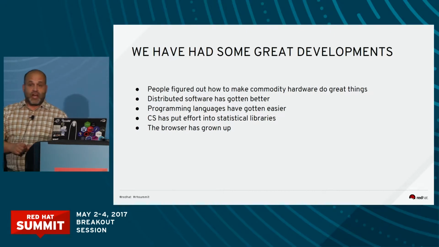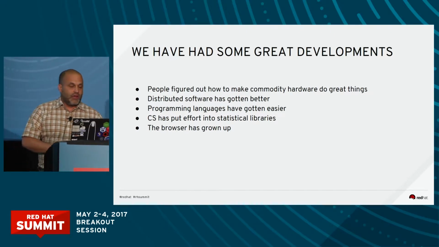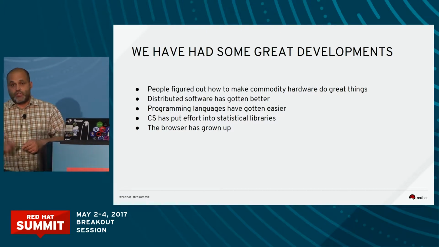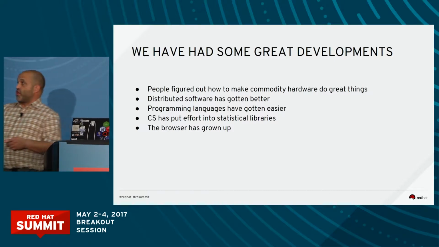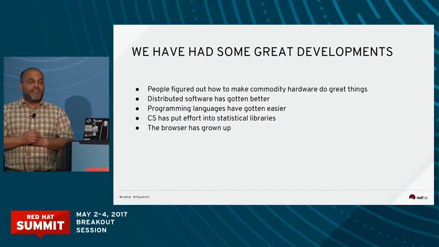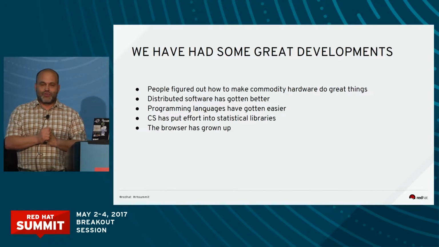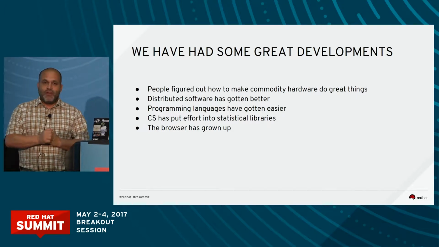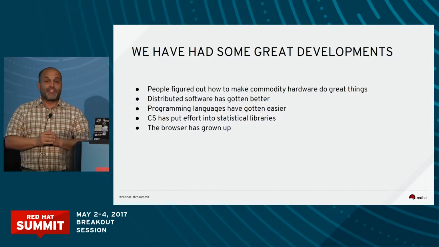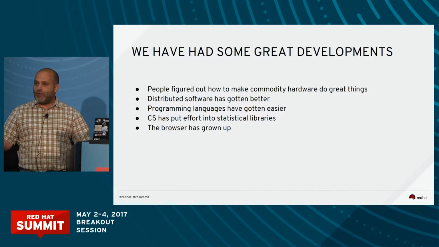Programming languages have gotten a lot easier, I would say. I don't know if everybody agrees, but I think they have. CS has put effort into statistical libraries. What I mean by this is, when I used to try to do statistics back in C, or my favorite language actually, this is where you can tell I'm not the engineer in the room. My PhD is in ecology, and I was doing most of this stuff. And my favorite language was Delphi.